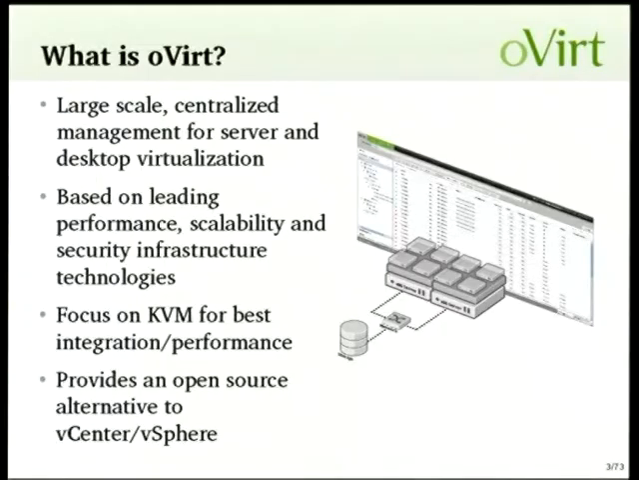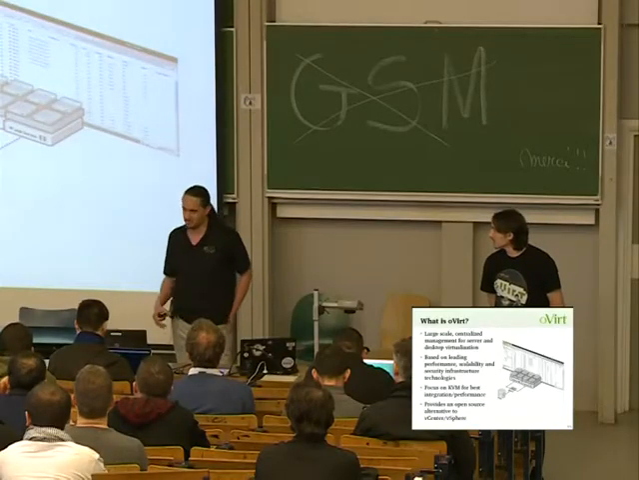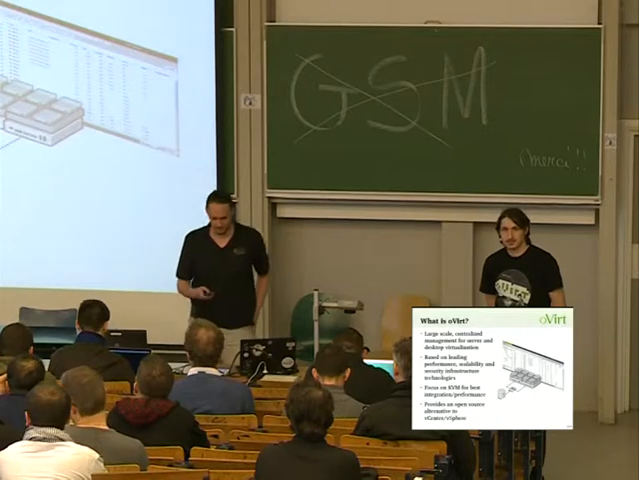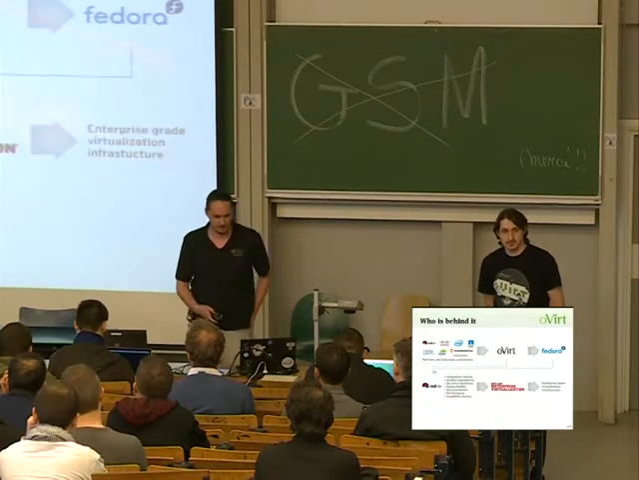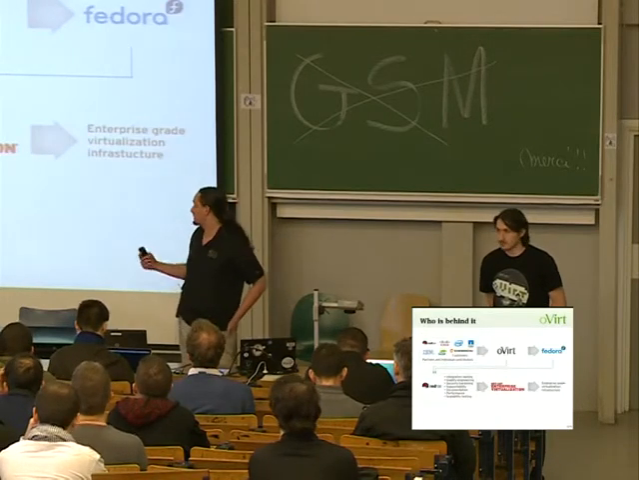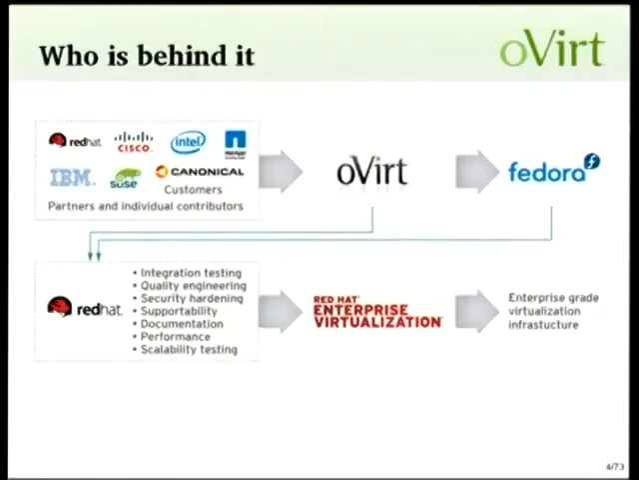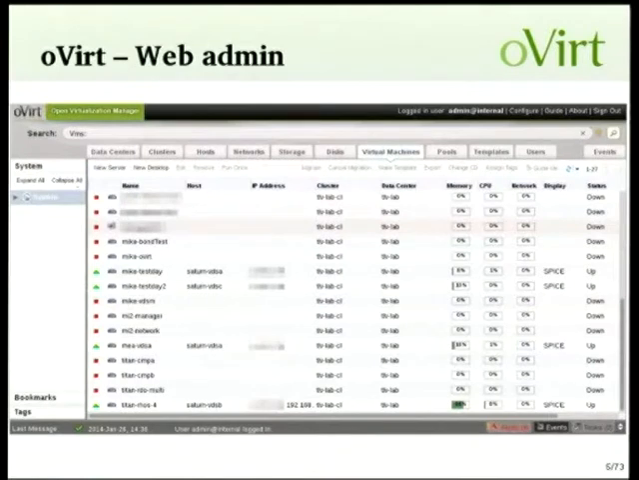I guess most of you already heard about it. Large-scale centralized virtualization. It is basically like an open source vSphere or vCenter. It's based on KVM. KVM and Linux give us great performance and stability and other features. And there are a great lot of companies behind it and also individual contributors which all create oVirt. So basically it looks like this.